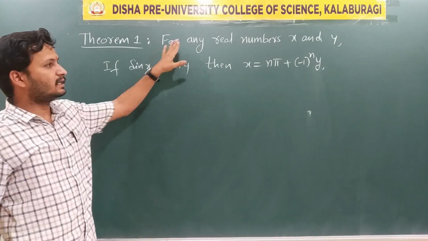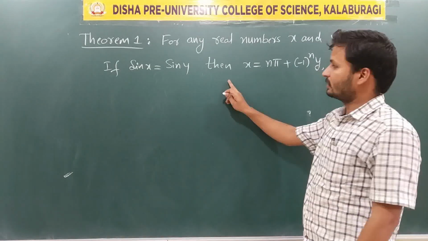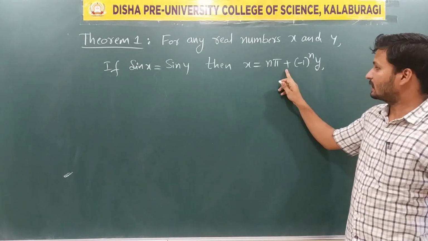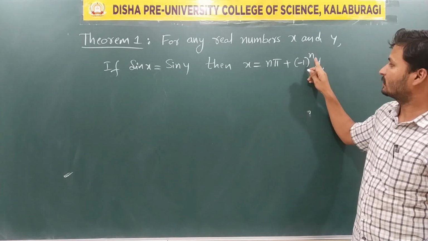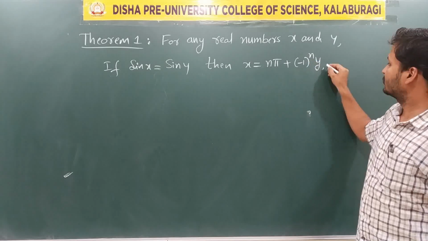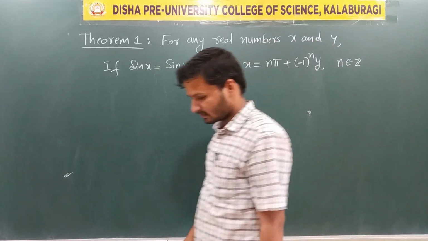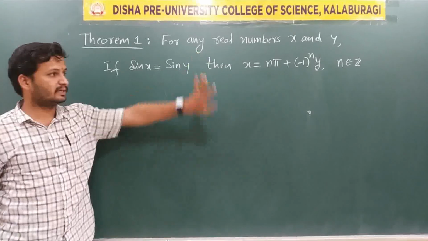Okay, for any real numbers x and y, if sin x is equal to sin y, then x is equal to n pi plus (minus 1) to the power n into y. Here x and y are real numbers, and n belongs to the set of integers. Okay, this is the statement.